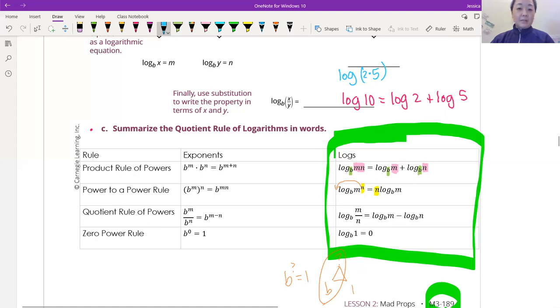See if I can do that. I will get there, one second. I'm going to go get Desmos.